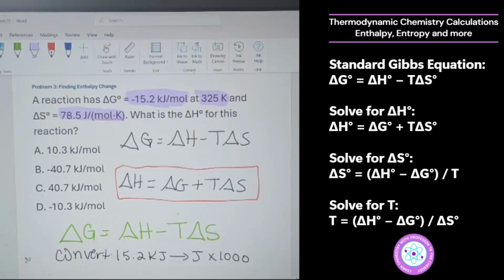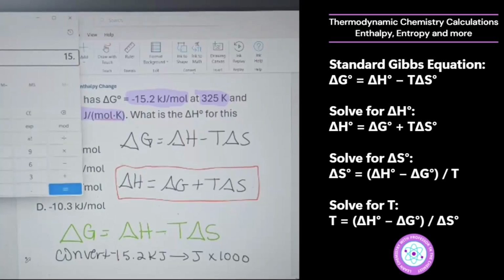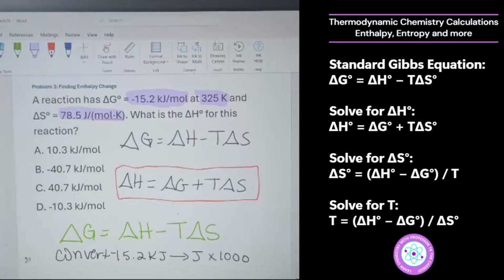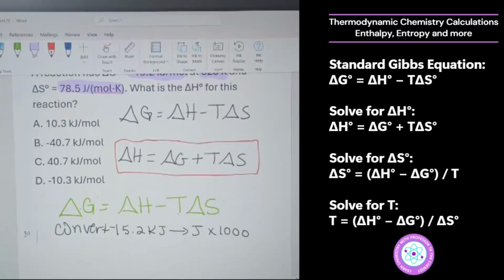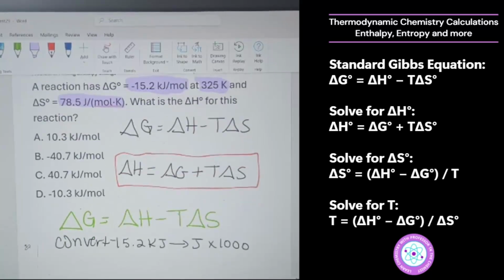And that's negative 15.2, guys. But the point of the matter is you still have to convert it, okay? Whether it's a negative or positive, you just have to multiply that times 1,000. And 15.2 kilojoules is equal to 15,200. See, 15.2 times 1,000 is equal to 15,200. So now let's go ahead and plug in our numbers here in our problem, okay?